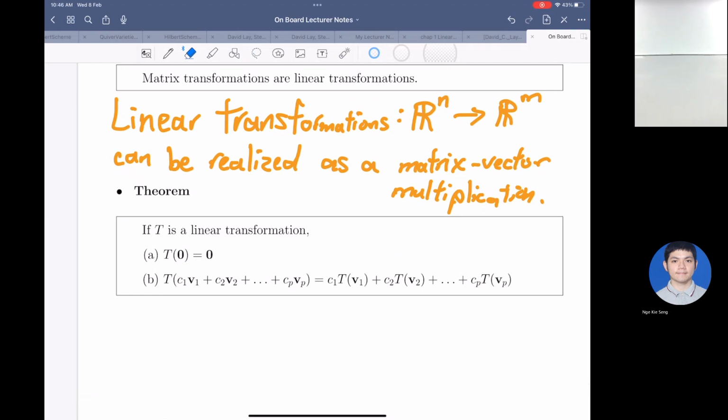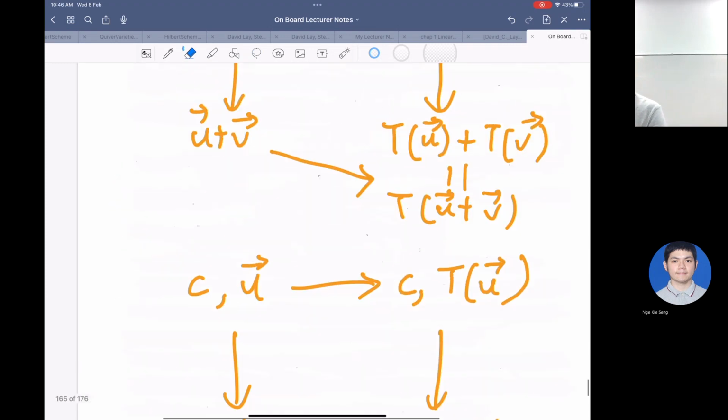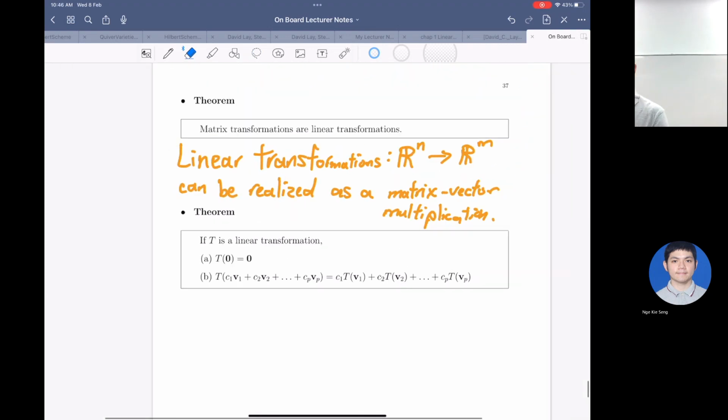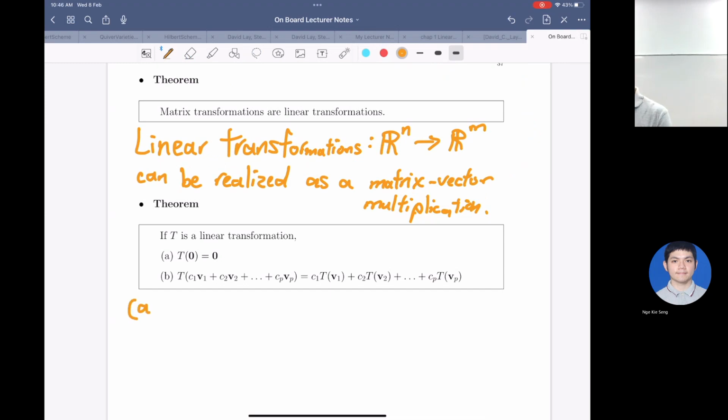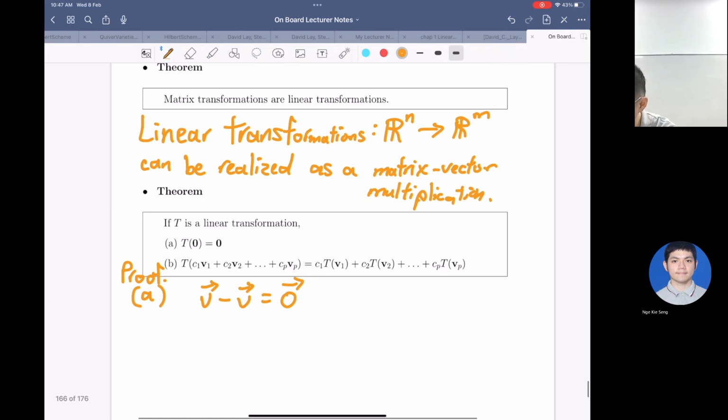And then some properties of linear transformation. You must send the 0 vector to the 0 vector. This is an easy consequence. So why does it send 0 to 0? We know that v minus v is the 0 vector. Then we can apply T to both sides.